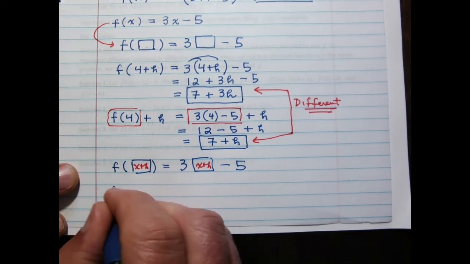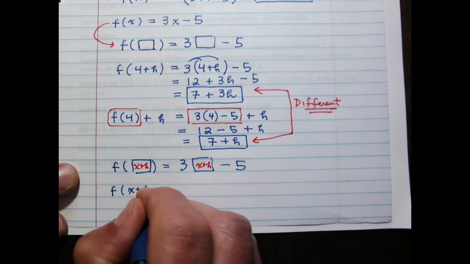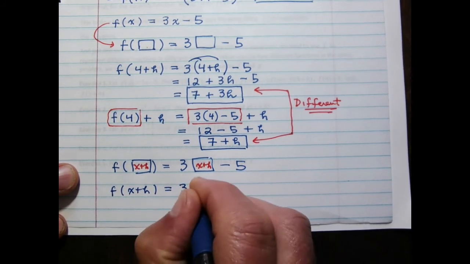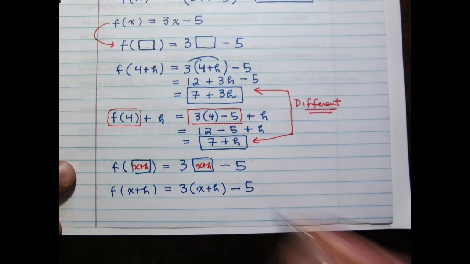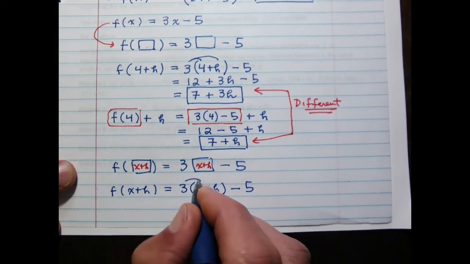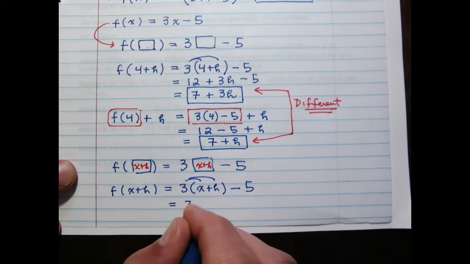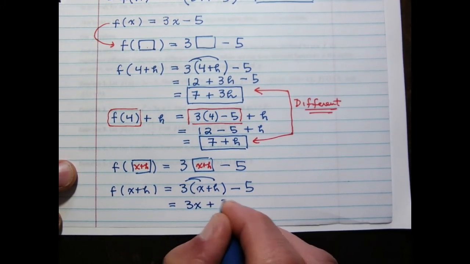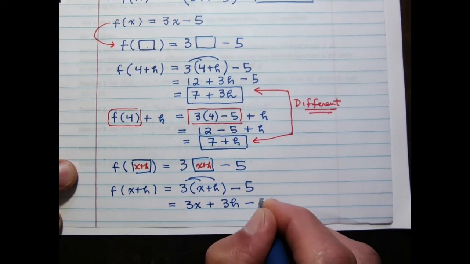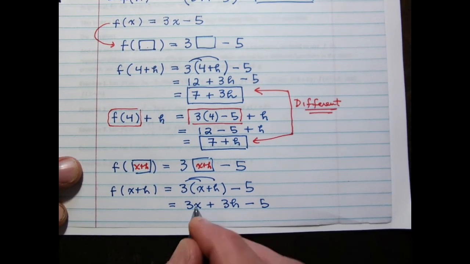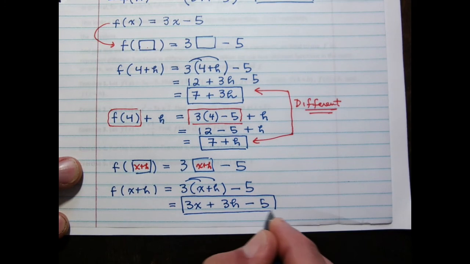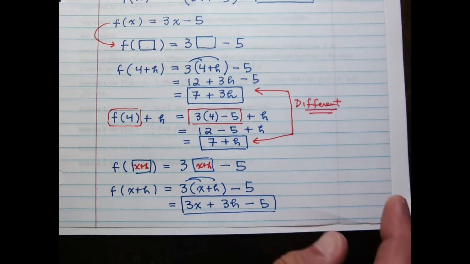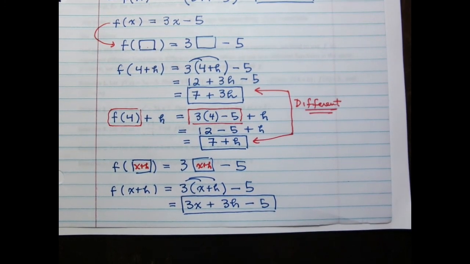And so f of x plus h is equal to 3 times x plus h in parentheses minus 5. I have to distribute the 3. I get 3x plus 3h minus 5. Those are actually three unlike terms, so I can't combine anything. There's my f of x plus h. And we'll continue more exercises in the next segment.